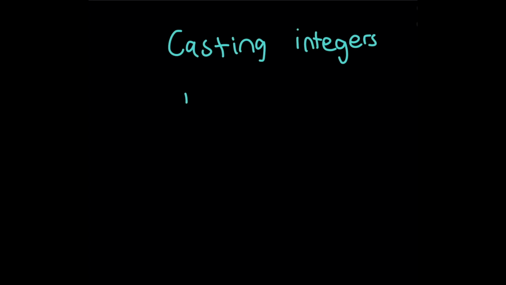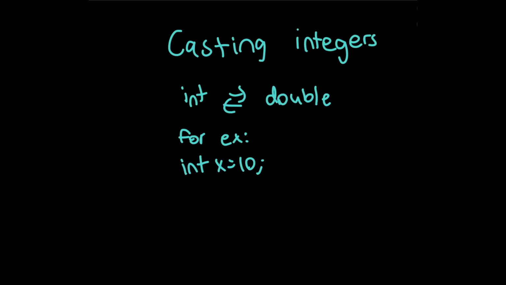Let's talk about casting integers now. To change an int to a double or vice versa, you have to cast them. To cast them, you have to put the type of variable you want the value to be stored as in parentheses in front of the value of the variable during an operation.